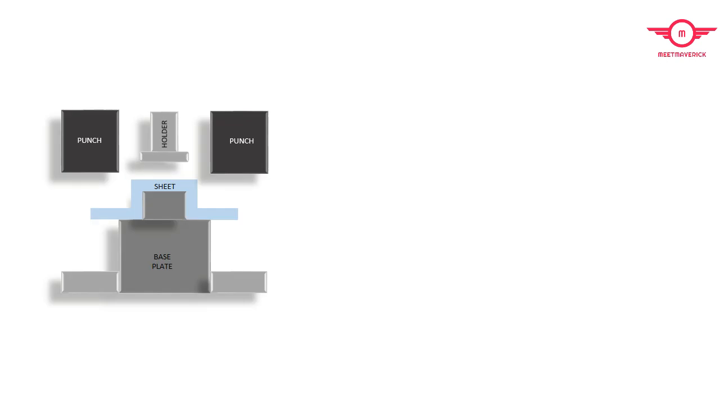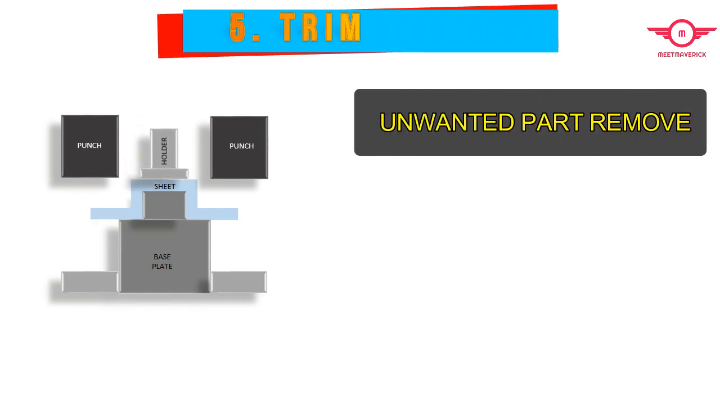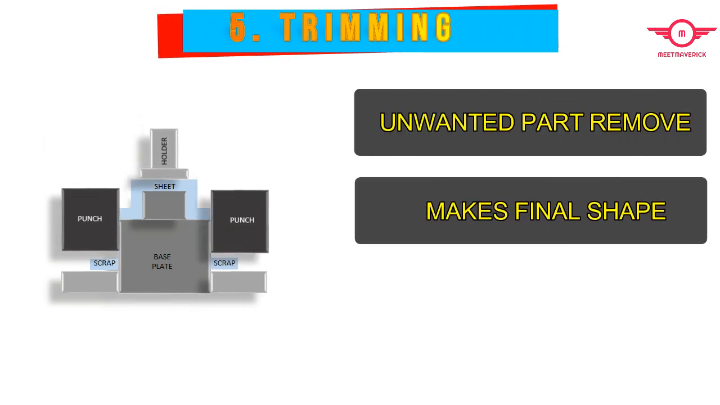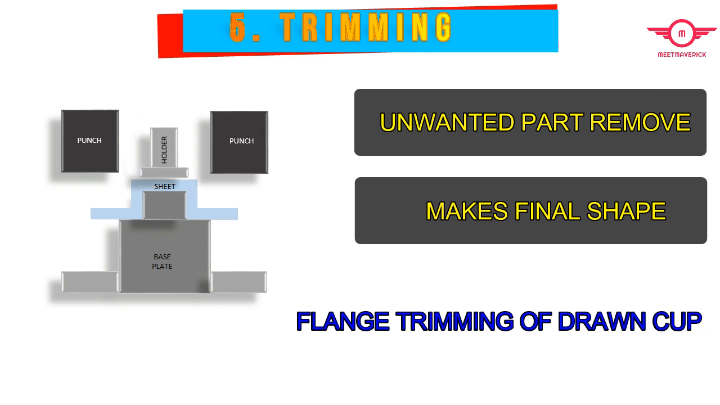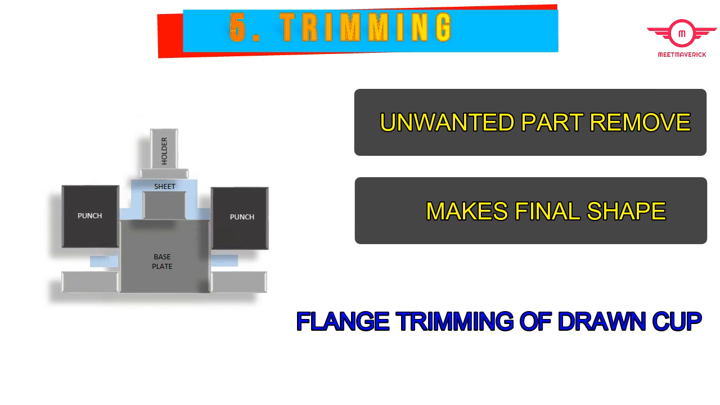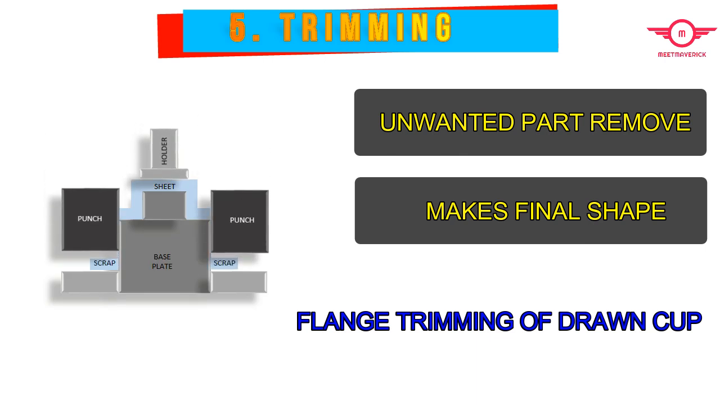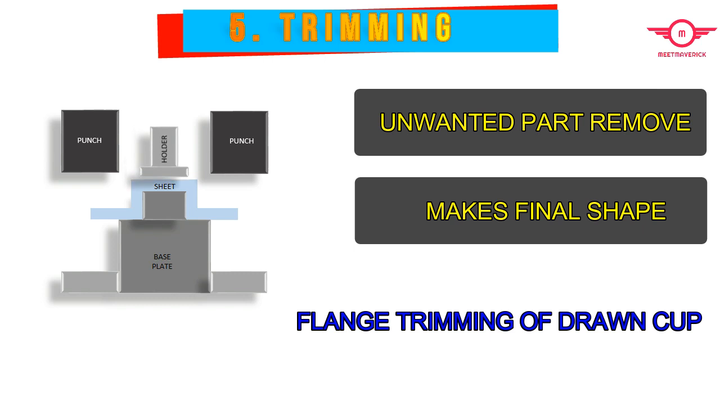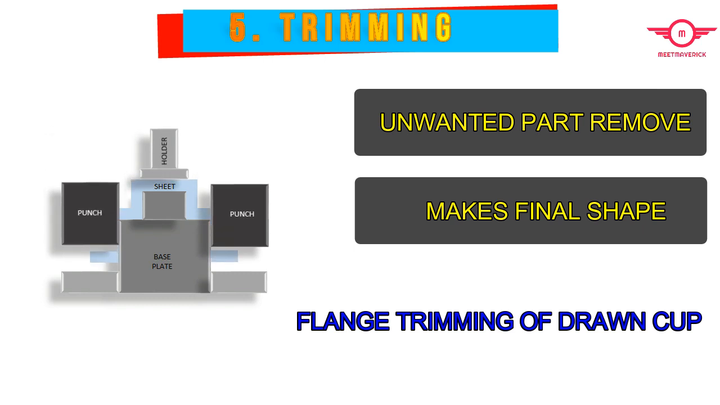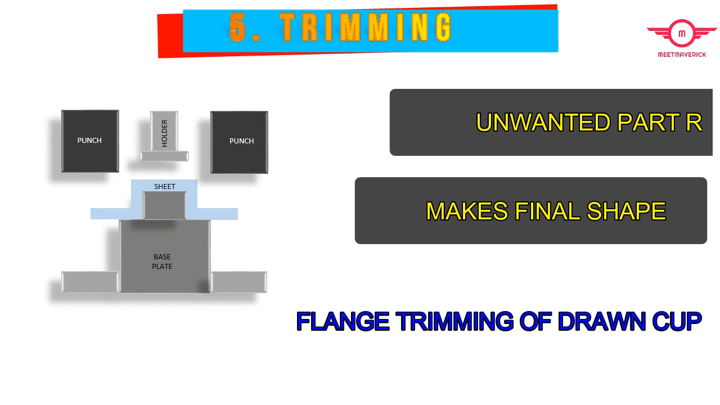Trimming. Trimming is an operation in which scrap is cut away from a workpiece along a predetermined cutting line to correct all shapes or part of the workpiece. It is normally used to make the final outline perimeter of the part. Flange trimming of a drawn cup is a very common example of it.